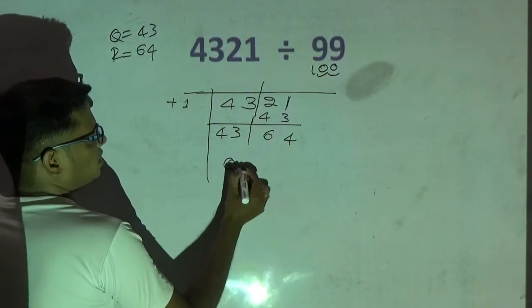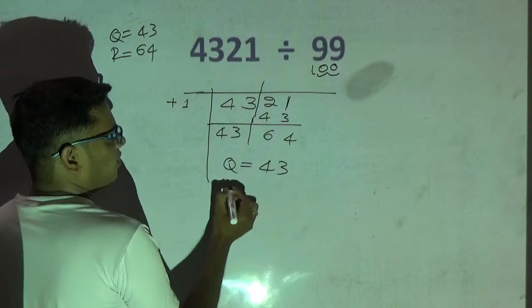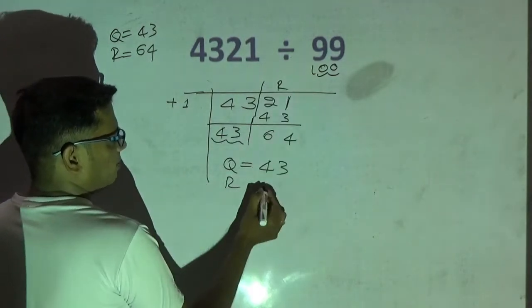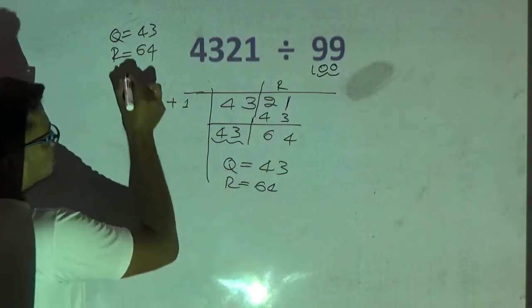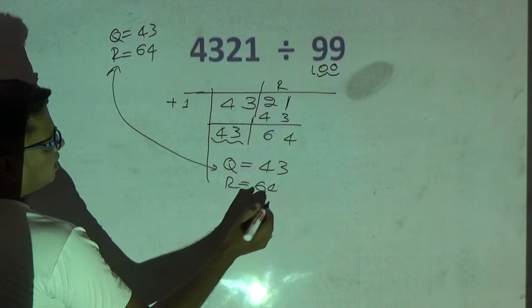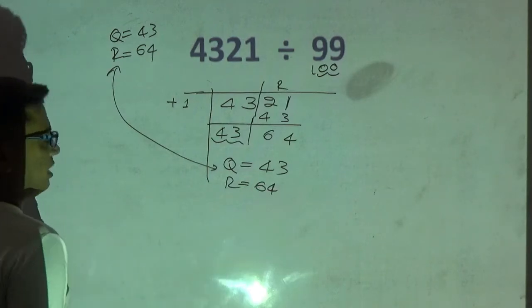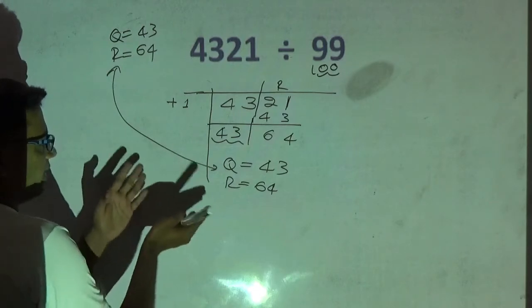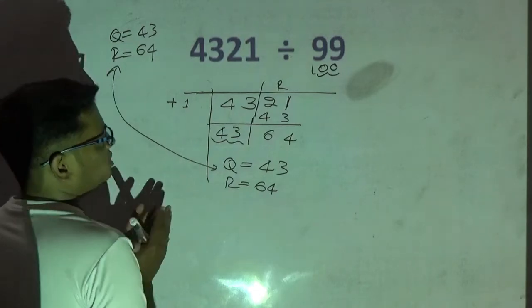Now the quotient I got is 43. This is the quotient part and this will be the remainder part. The remainder part is 64. Please check, the same answer I got. Quotient is 43, remainder is 64. Without any trial and error, I got my answer. Hope you have understood.